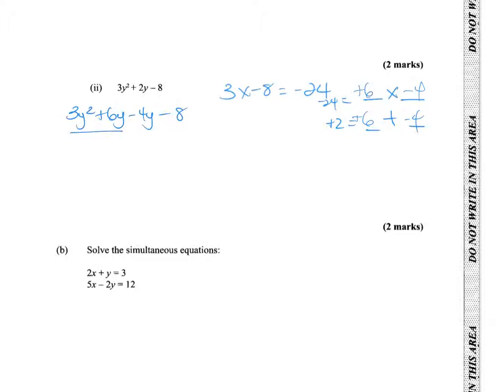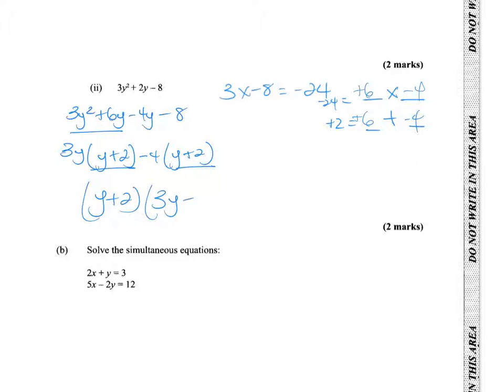We see what's common with the first two. We get 3y, so we get y plus 2. And we see what's common here, minus 4, and we get y plus 2. And y plus 2 is common to both, so we get y plus 2 by 3y minus 4.